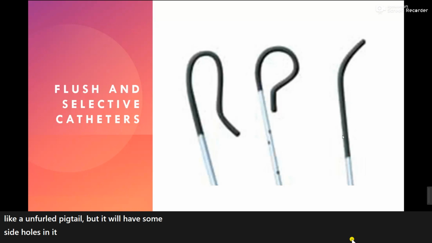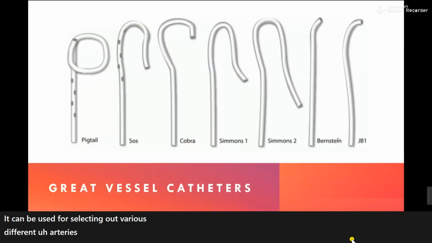It's a very generic curve. It can be used for selecting out various different arteries, usually in the torso, like kidney, mesenteric, splenic, something like that. But coming all the way back down here, these right here are specifically used for cannulating the great vessels. So that's carotids, innominates, subclavians, vertebrals. That's what these are used for.